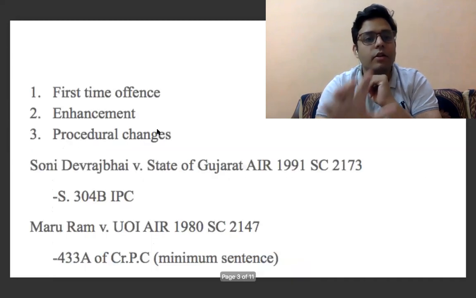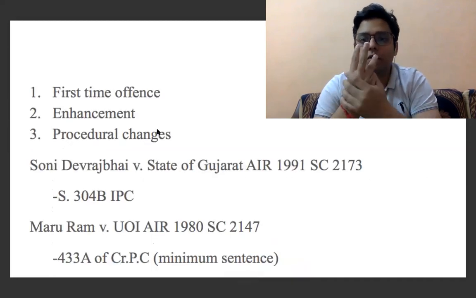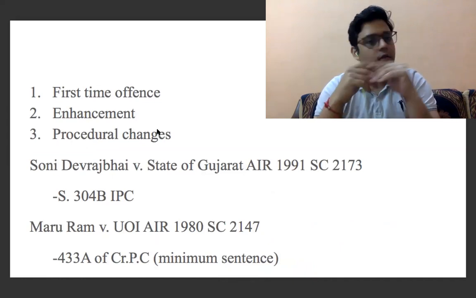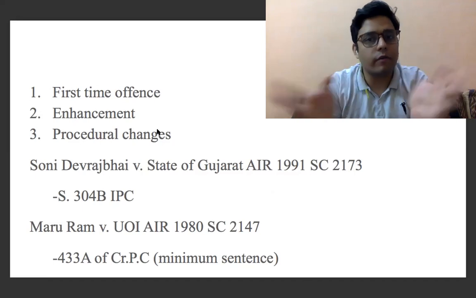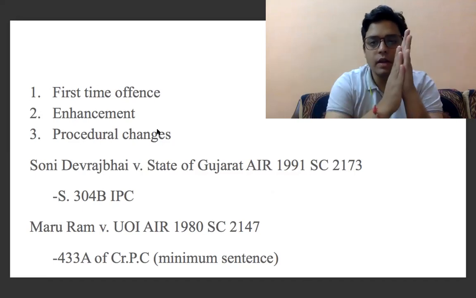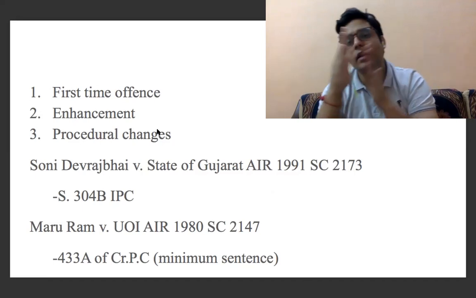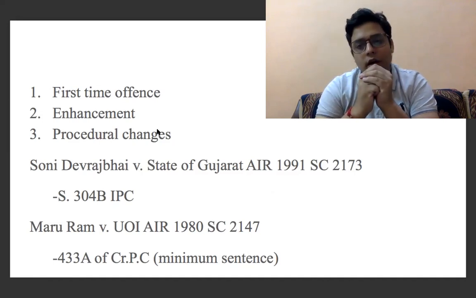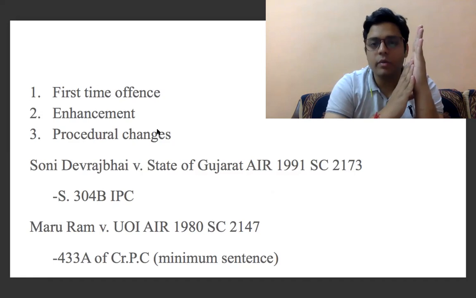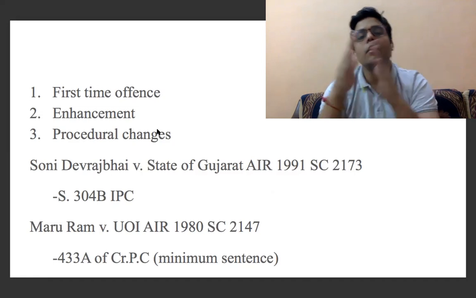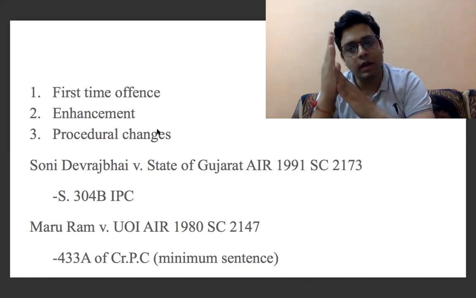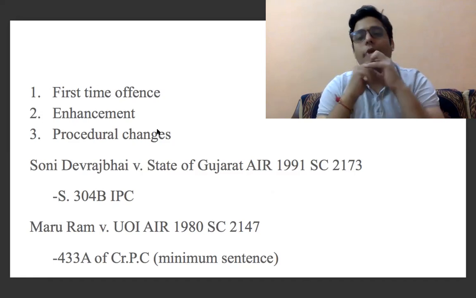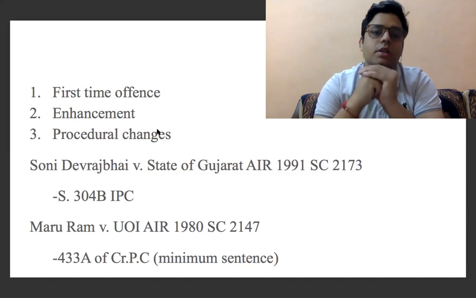Okay, so there are three things which can come out of Subarticle 1. The first part dealt with first time offenses. When the act was committed, it was not an offense. By the future law, it was made an offense. Second part dealt with enhancement. When the offense was committed, the punishment was less. When the amendment came, it was enhanced, so it will not be applicable. The third point is procedural changes.